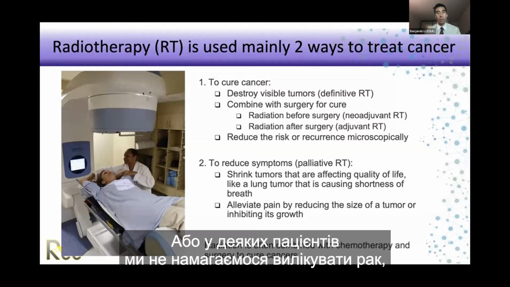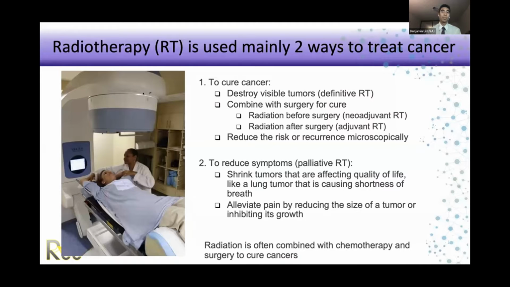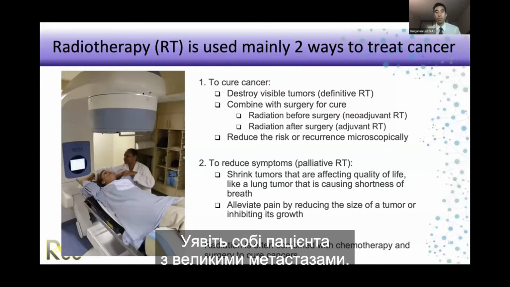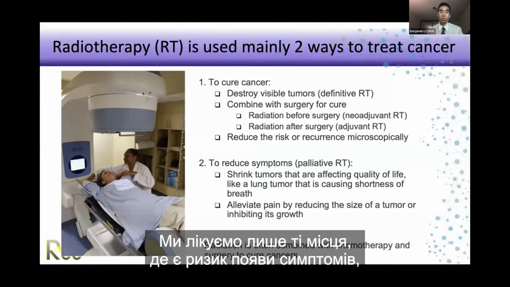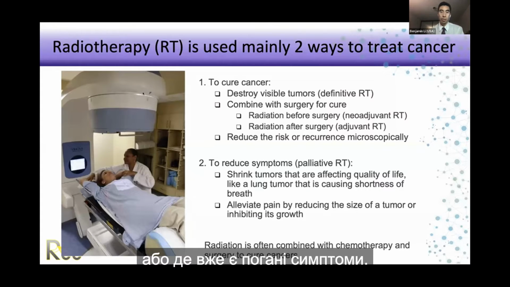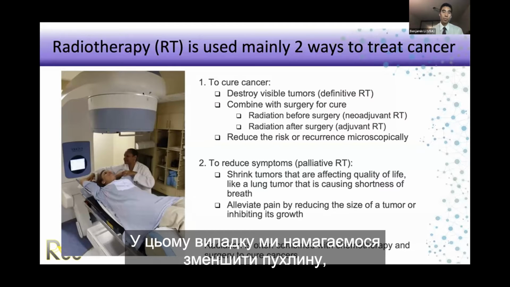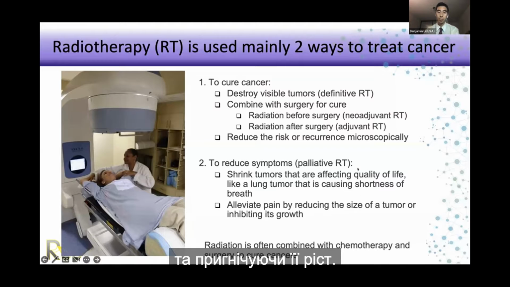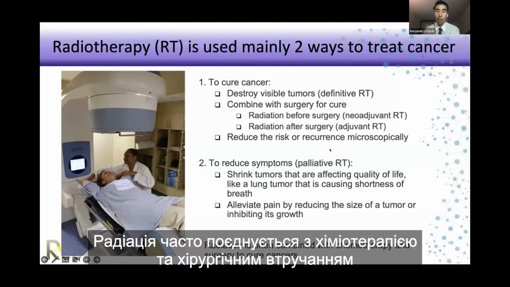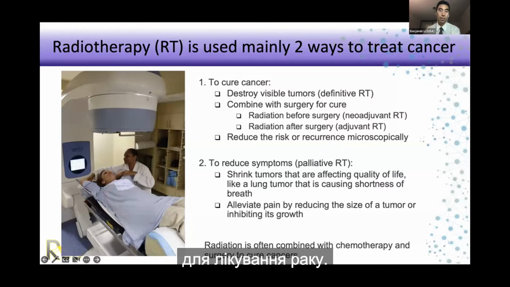Or in some patients, we're not trying to cure the cancer, but we're trying to reduce symptoms. Think of a patient with large metastatic disease. We're not treating all of the places where there's cancer. We're just treating the spots where they're at risk of having symptoms or they're already experiencing bad symptoms. In this case, we're trying to shrink the tumor that's disrupting their quality of life. And we alleviate pain by reducing the size of the tumor and inhibiting its growth. The radiation is often combined with chemotherapy and surgery to cure cancers.